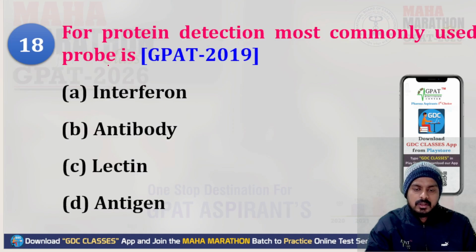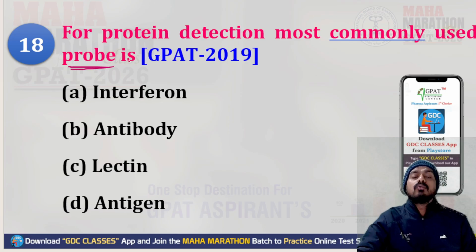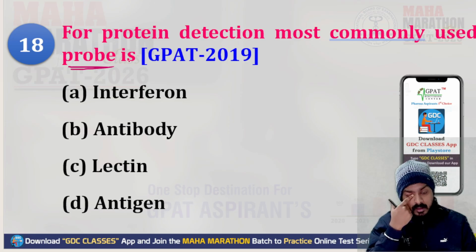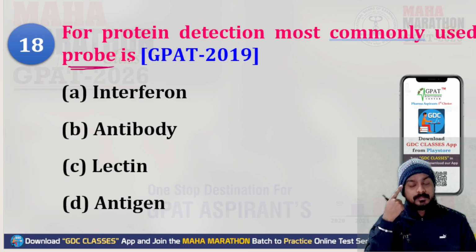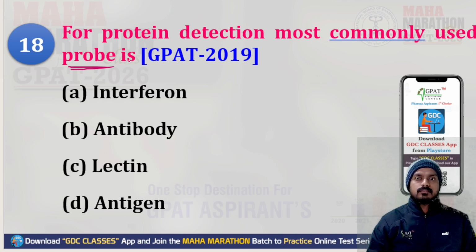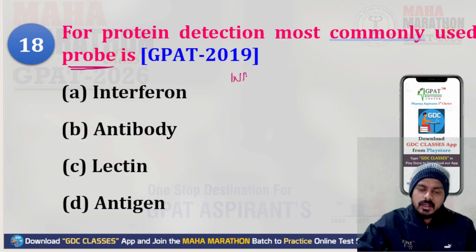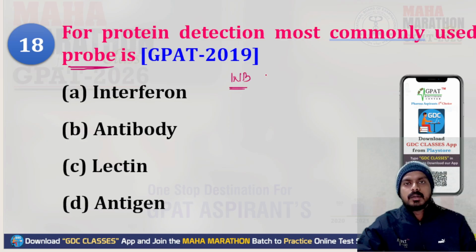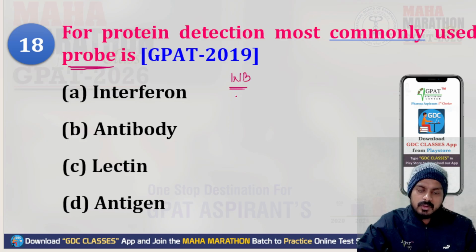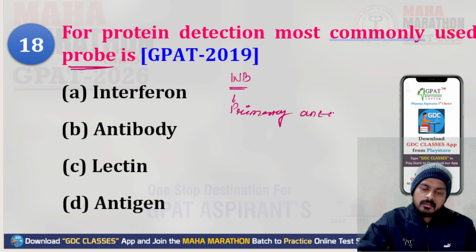Next question. For protein detection, the most commonly used probe is. So for protein, what do we use? Interferon, antibody, lectin, or antigen. For Western blot, I told you, Western blot is a technique for the quantitative detection of protein in a biological sample. So Western blot basically uses the probe as primary antibody.